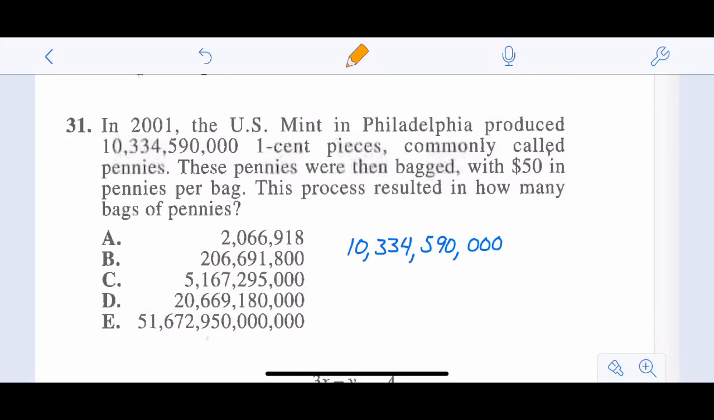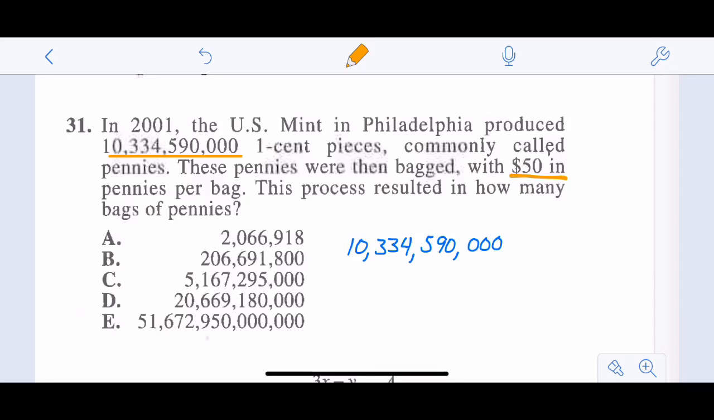Well, the U.S. Mint in Philadelphia produced 10,334,590,001 pieces, commonly called pennies. These pennies were then bagged with $50 in pennies per bag. This process resulted in how many pennies?